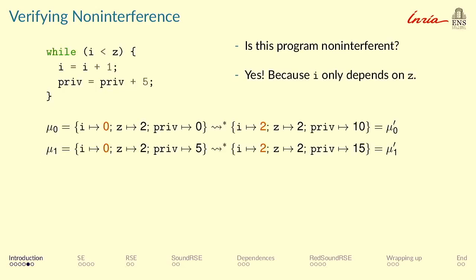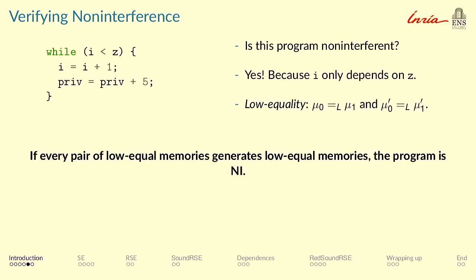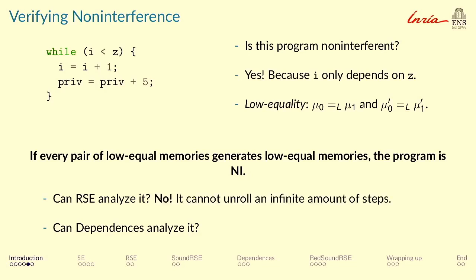Okay, so back to this. I was talking about the way we can characterize non-interference: for every pair of low equal memories, executing the program should provide us low equal memories again. And if we have this for every pair, then the program should be non-interferent. So the question we want to ask is whether relational symbolic execution can analyze such a program. And the answer for now is no, because we don't know the value of I and set, so technically speaking, we can unroll an infinite number of times, and we don't know when to stop.